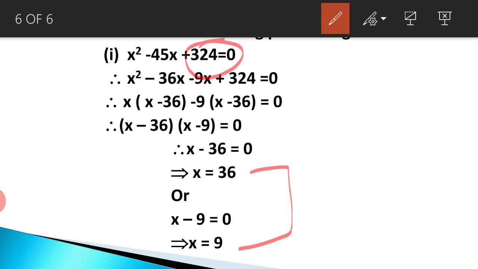So let me once again recall that property, that if the constant term is positive, the sign of both the roots is same. The roots are either both positive or both negative. If the sign of the constant term is negative, then one root is positive and the other is negative. I hope you have understood.